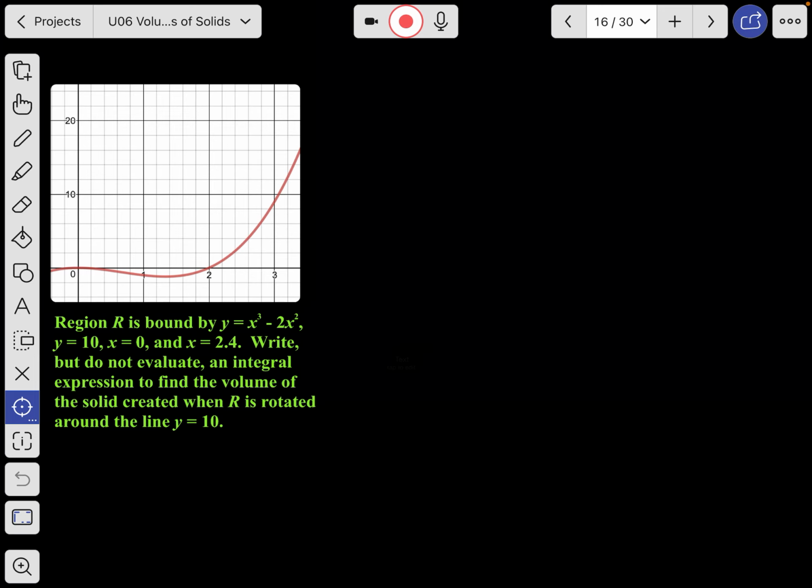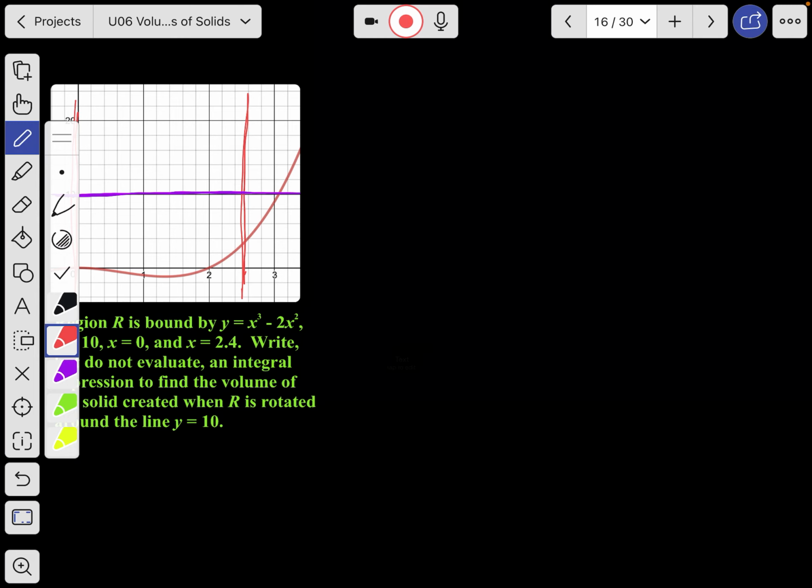All right, so here's our second example. We have region R bounded by y equals x cubed minus 2x squared, y equals 10, x equals 0, and x equals 2.4. So we know we are between 0 and 2.4, somewhere over here. It says, write but do not evaluate an integral expression to find the volume of the solid created when R is rotated around the line y equals 10. So I'm going to be rotating around this line. That's my axis of revolution.